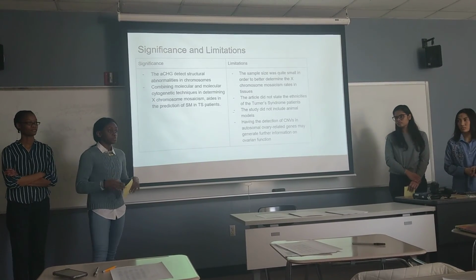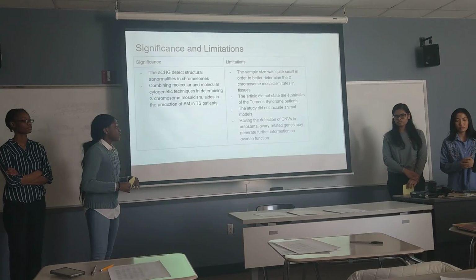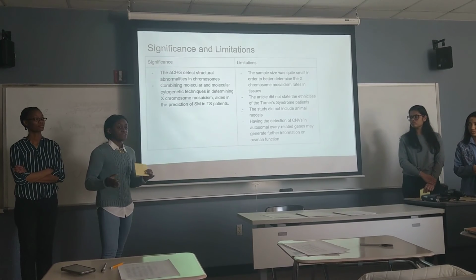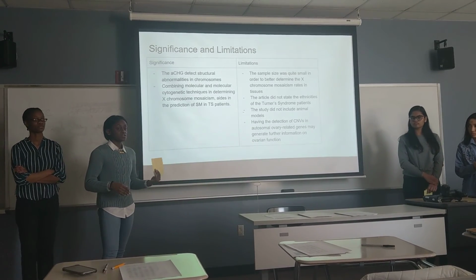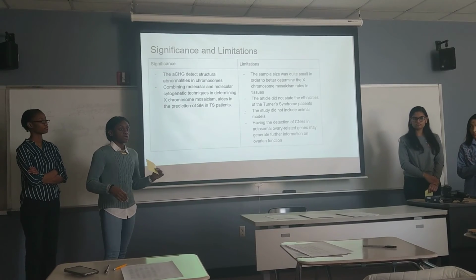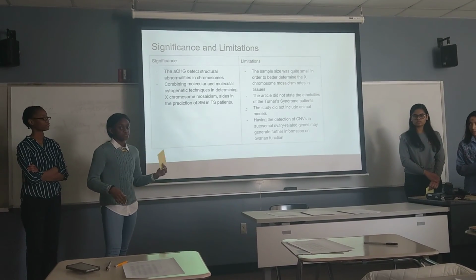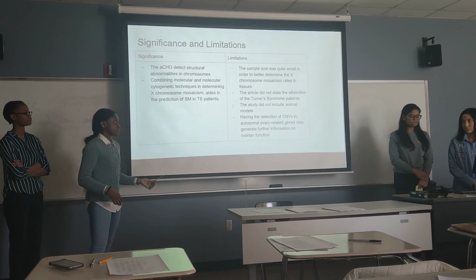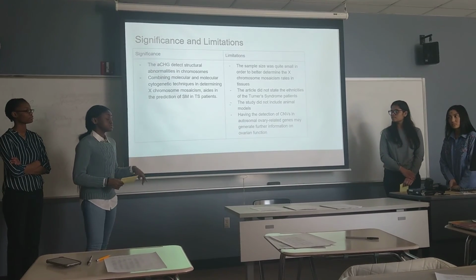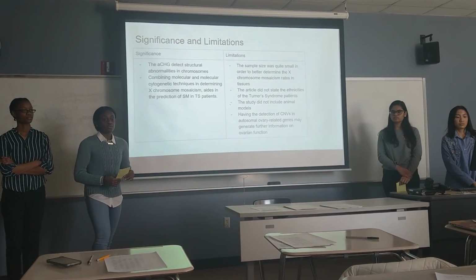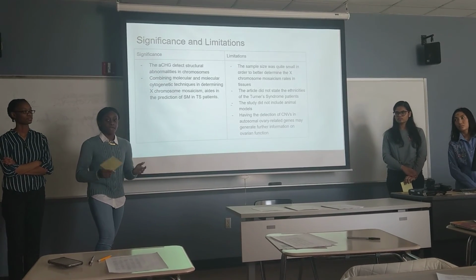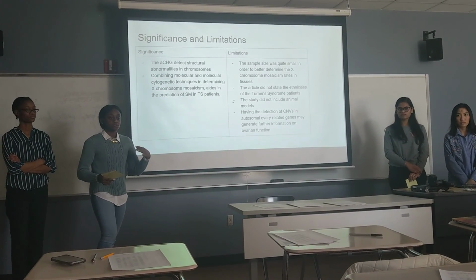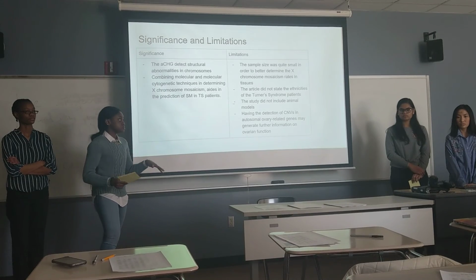And limitations, the sample size was small. There's only 40 patients. And the article did not state the ethnicities of the patients. So if they added the ethnicities to the research, that could have at least added some type of different conclusion to why these patients possibly have Turner syndrome and why they possibly have spontaneous menarche and primary amenorrhea. And then also the study did not include animal models. So with that, the research couldn't really compare the findings to see whether this finding is accurate or if there's another way to basically clarify their conclusion.